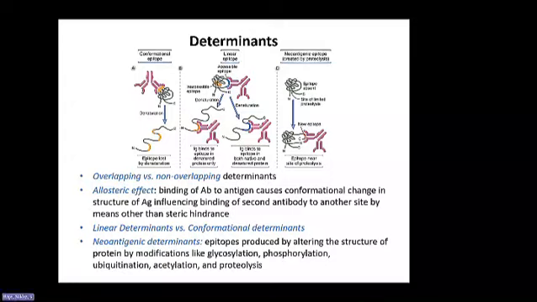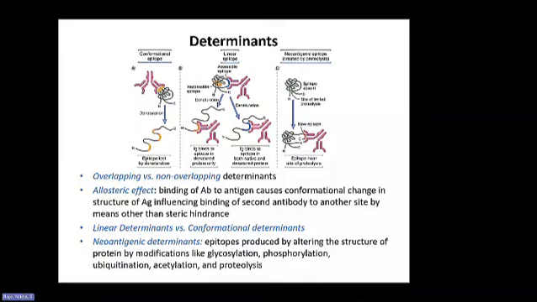Some of the determinants can be overlapping onto each other, versus the ones that are not, which are called non-overlapping determinants. There is something called allosteric effects: binding of an antibody to the antigen causing a conformational change in the structure of the antigen that influences the binding of a second antibody to another site, but by means other than steric interference.